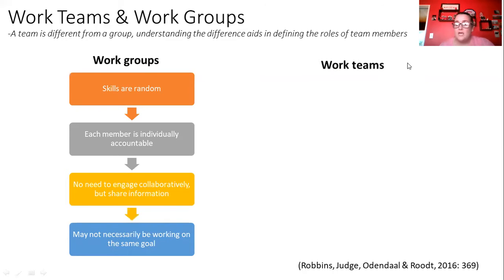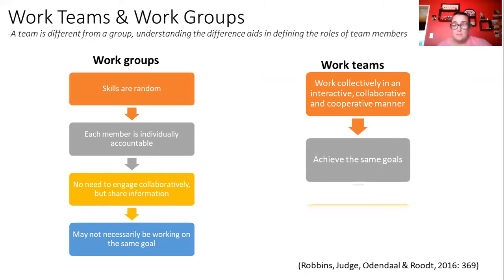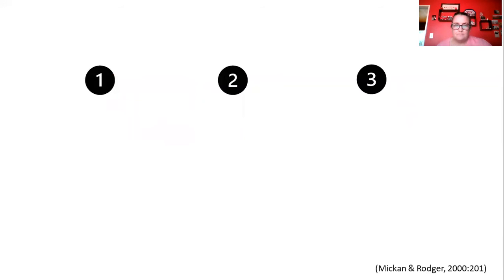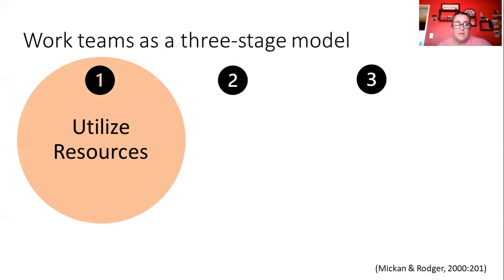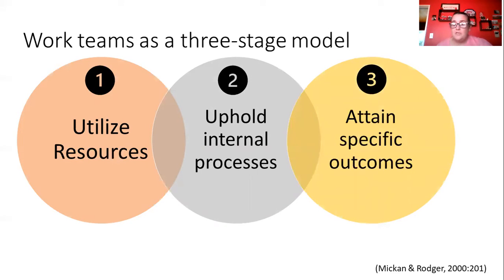In contrast, we have work teams. They work collectively in an interactive, collaborative, and cooperative manner. They are there to achieve the same goals, and they express their opinions and questions. Work teams can be seen through the lens of a three-stage model. Number 1, the utilization of resources. Number 2, the upholding of internal processes. And number 3, the attainment of specific outcomes.